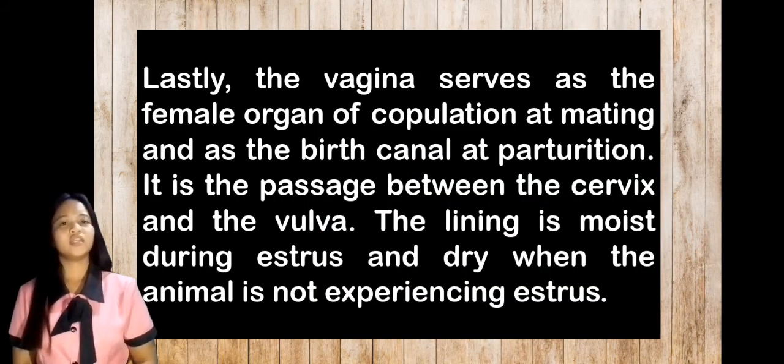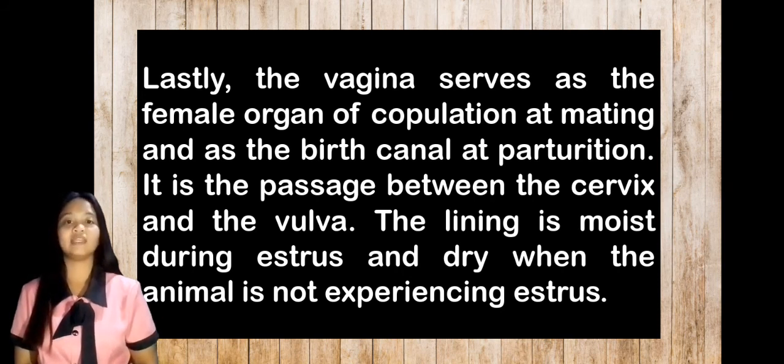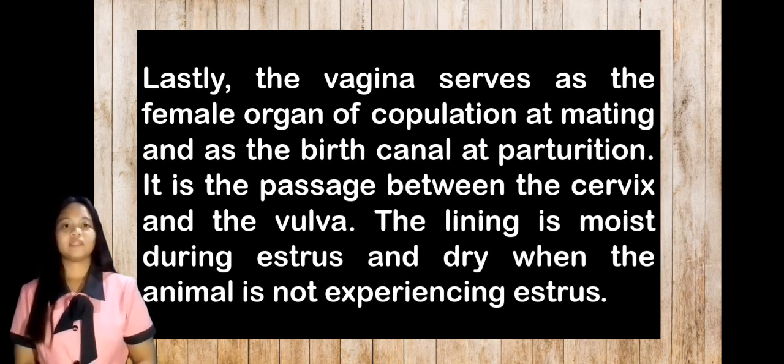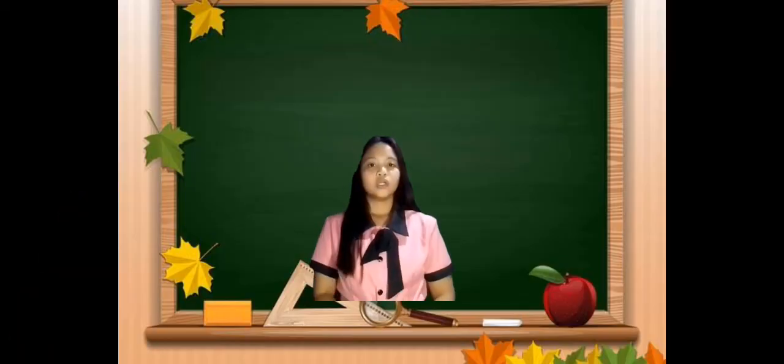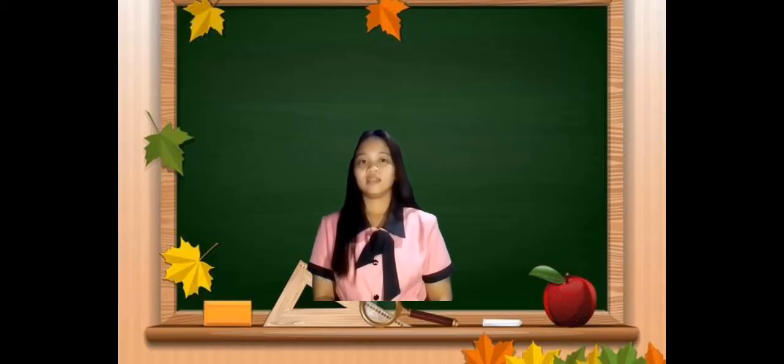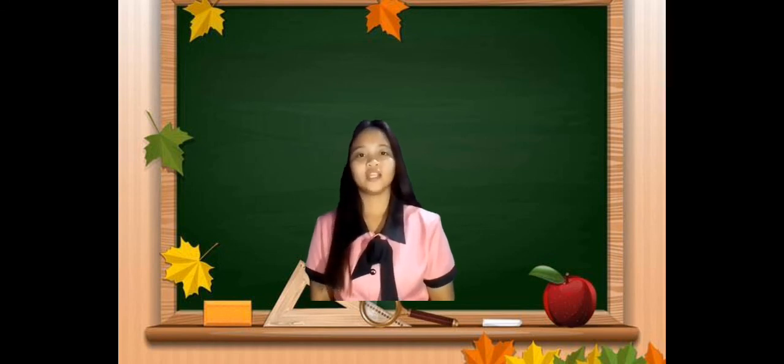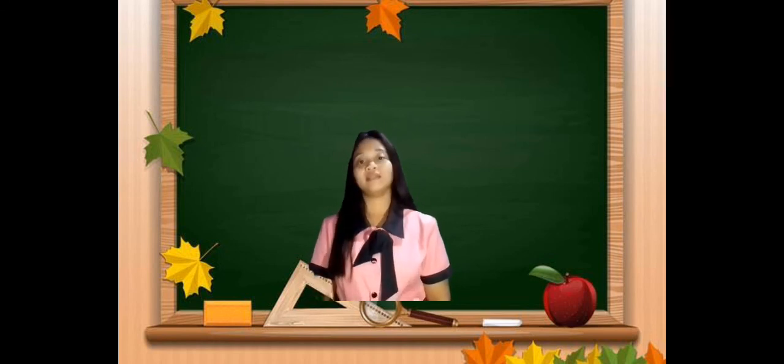Lastly, the vagina serves as the female organ of copulation or mating and as the birth canal at parturition. It is the passage between the cervix and the vulva. The lining is moist during estrus and dry when the animal is not experiencing estrus. To gain complete understanding, students must be familiar with the parts of both the male and female reproductive system.